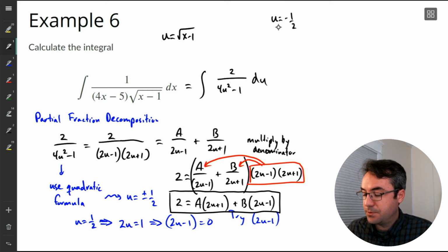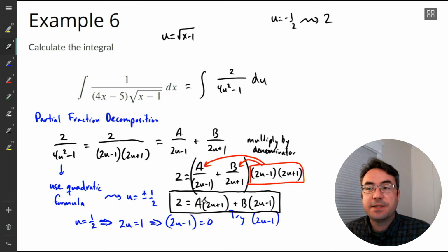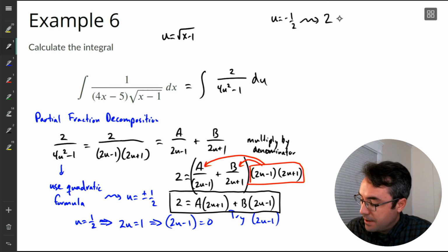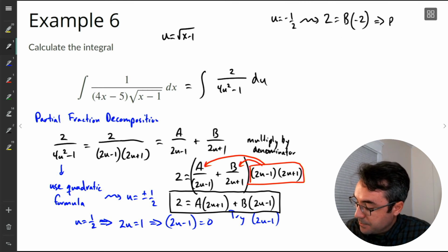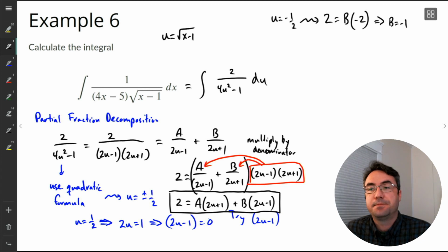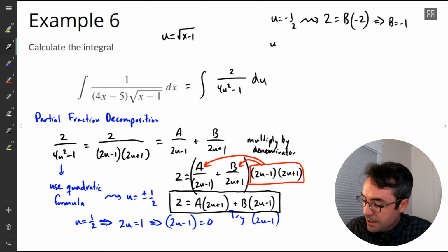So let's try what happens when u is equal to negative 1/2. We plug it in. We're going to have 2 on the left-hand side. We plug in the negative 1/2. That's going to cancel the term here with the a. So this whole thing will just become 0. Then we're going to have b. And what happens when we plug the negative 1/2 into here? We're going to end up with negative 1 minus 1. So we're going to end up with negative 2. And dividing both sides by negative 2 tells us our b value. It's actually equal to negative 1. Try another u value.